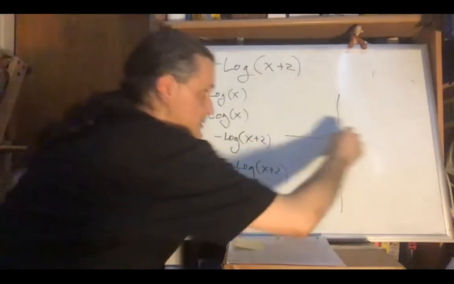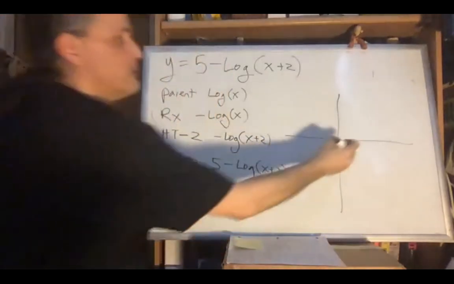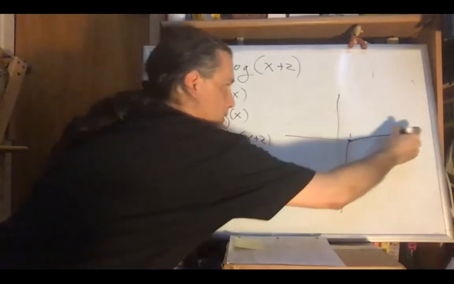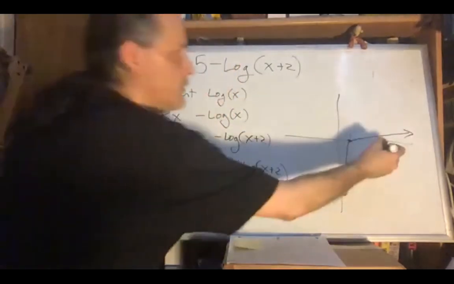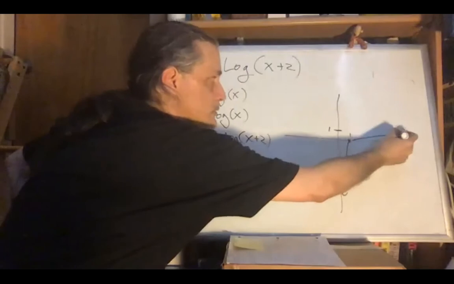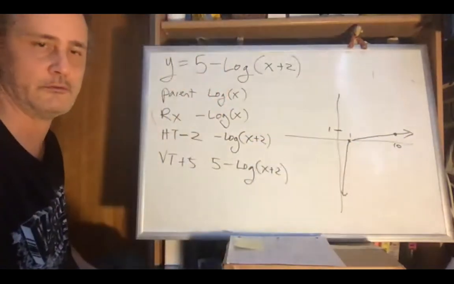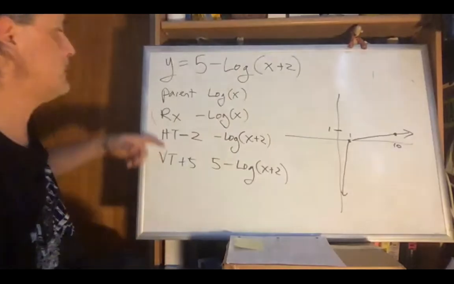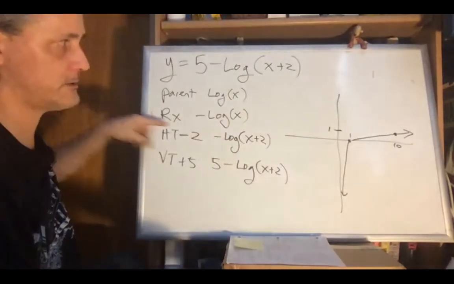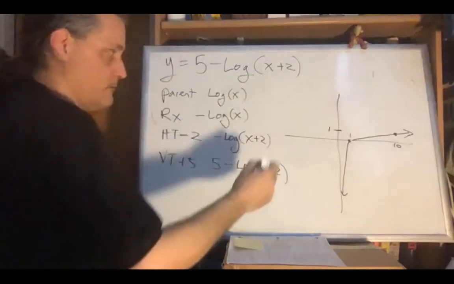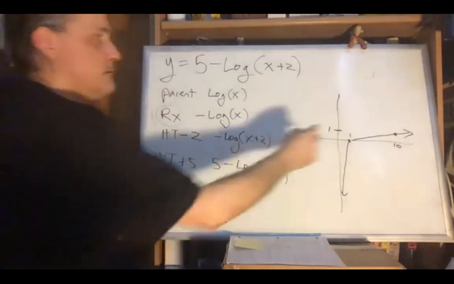Okay, so we got the parent. And, you know, we're just sketching the graph, but if you wanted to do a little bit of a scale, you could do this other point over here at 10. All right, reflecting across the x. So we're going to flip it like that. I'll do that in green.